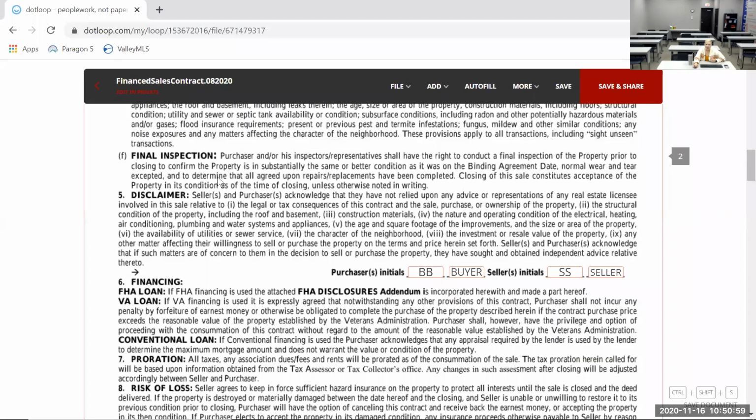All right, final inspection. A final inspection is an inspection before closing to make sure either all the repairs were done or just to put their eyes on it one more time, make sure that there's no toilet leaks. I like to go as close to closing as possible. Actually, I usually like to go the day of closing. If you want to check repairs, go maybe a few days before closing and check repairs were done, but then maybe go back right before closing just to double check.